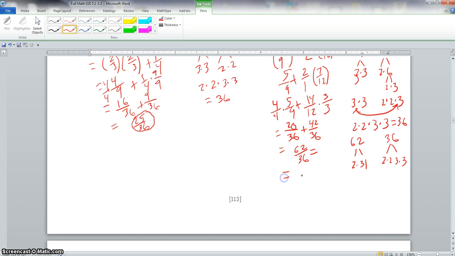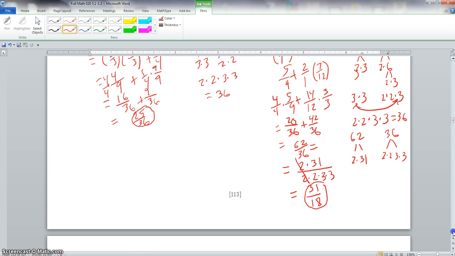So now we substitute that. 62 in our numerator, we had 2 times 31. In our denominator, we will add 2 times 2 times 3 times 3. These two simplify out, and you will be left with 31 over 2 times 3 is 6 times 3 is 18. And since we cannot do anything else with this, that is our final answer. We do not have to write it as a mixed number.